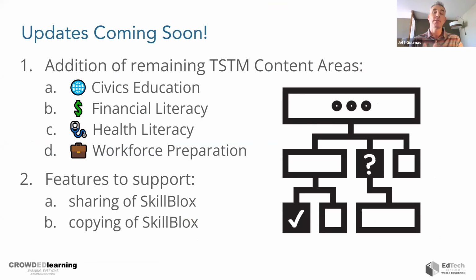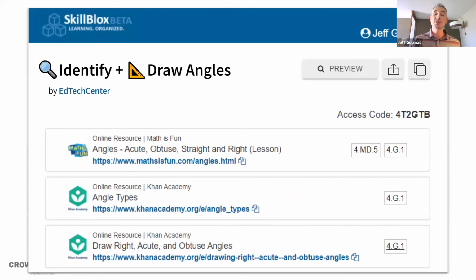So we do have a project that is ongoing right now with the American Institutes for Research on using SkillBlox with teaching skills that matter. So we've added digital literacy, which is one of the 5 topic areas of teaching skills that matter. And now we're going to be adding the 4 additional TSTM content areas: civics education, financial literacy, health literacy, and workforce preparation. We are also adding new features to increase the ways in which teachers can share and make copies of other teachers' skill blocks.